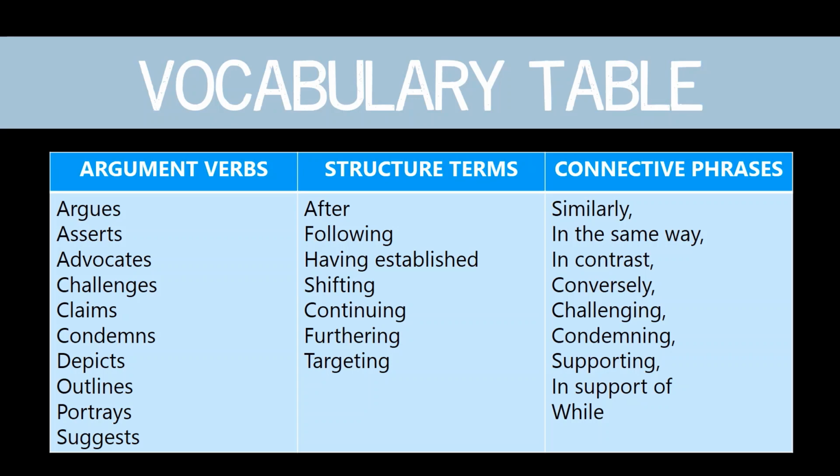If arguments are similar, then we use phrases like similarly, in the same way, supporting, or in support of. If they contradict, we might use phrases like in contrast, conversely, challenging, condemning, or while. Now these phrases should be familiar to you from the comparative unit in Year 11 and will be particularly important for the comparative unit in Year 12 in Semester 2. With these phrases, yes, they are explicit, but they're really important because they signal to the examiner or the marker that you are comparing. And as I said before, that's a really important component of the SAC and less so in the Year 12 exam.